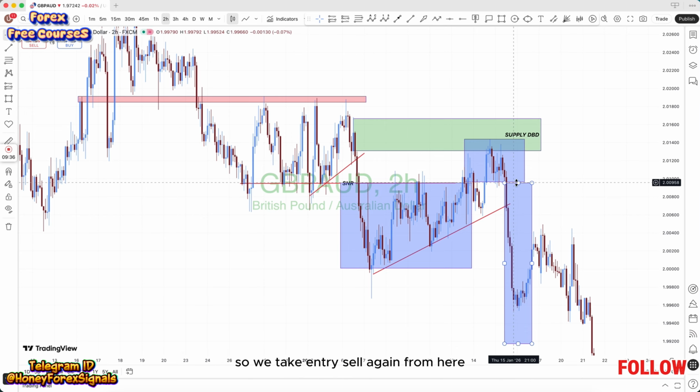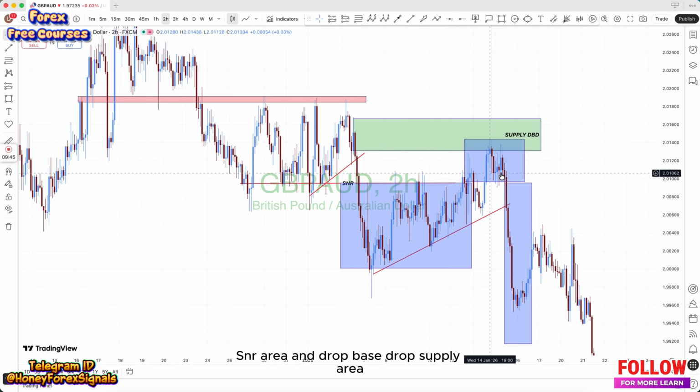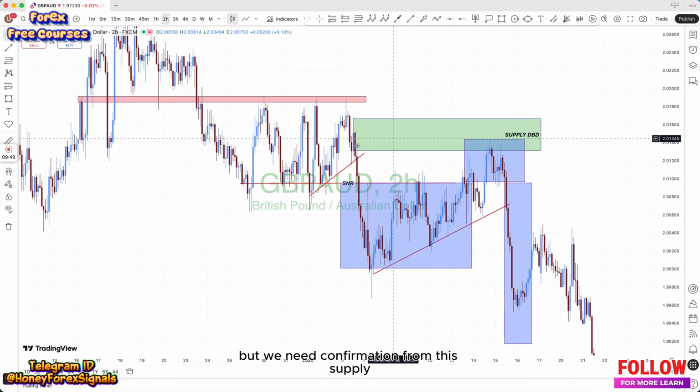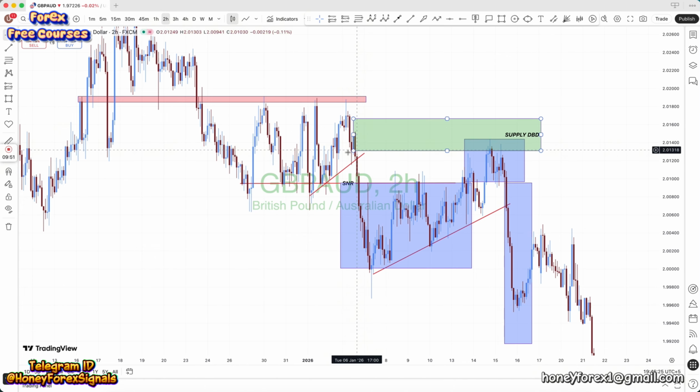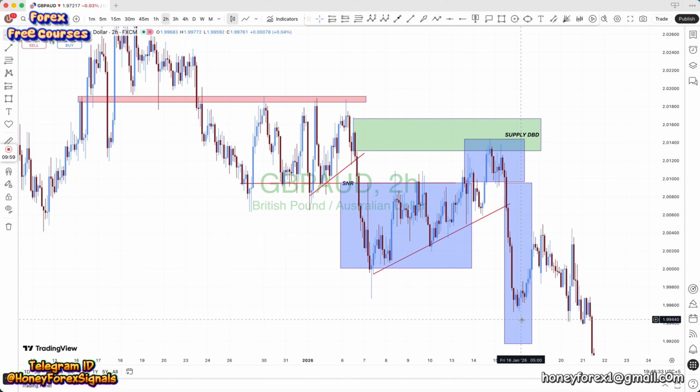So we take a sell entry again from here, because here we see resistance support, SNR area, and drop base drop supply area. But we need confirmation from this supply. Look, this is accumulation, manipulation and distribution, and the market goes down. Now we check another chart.